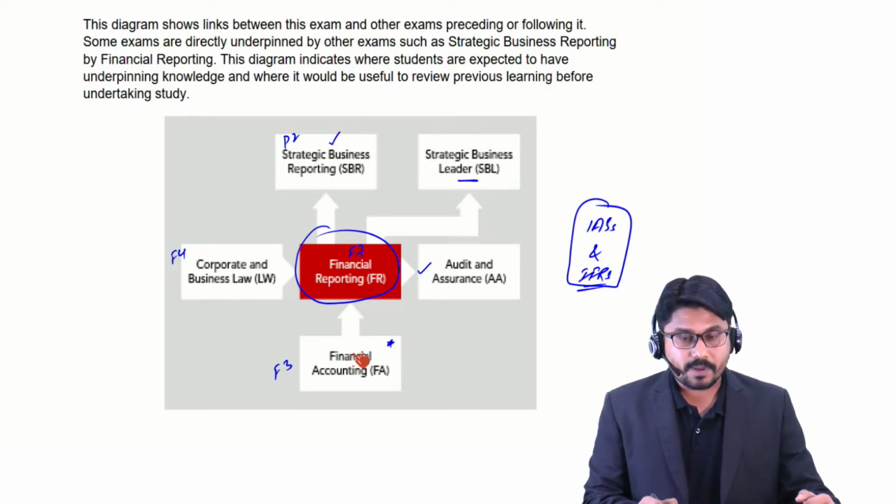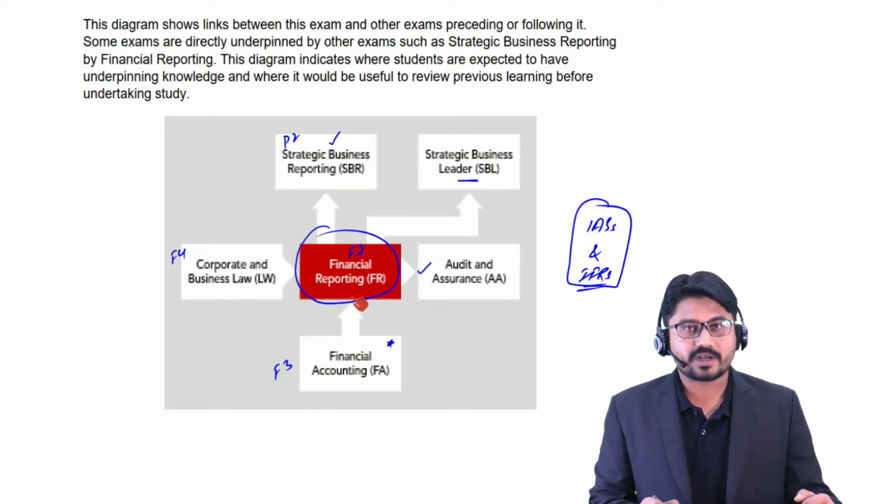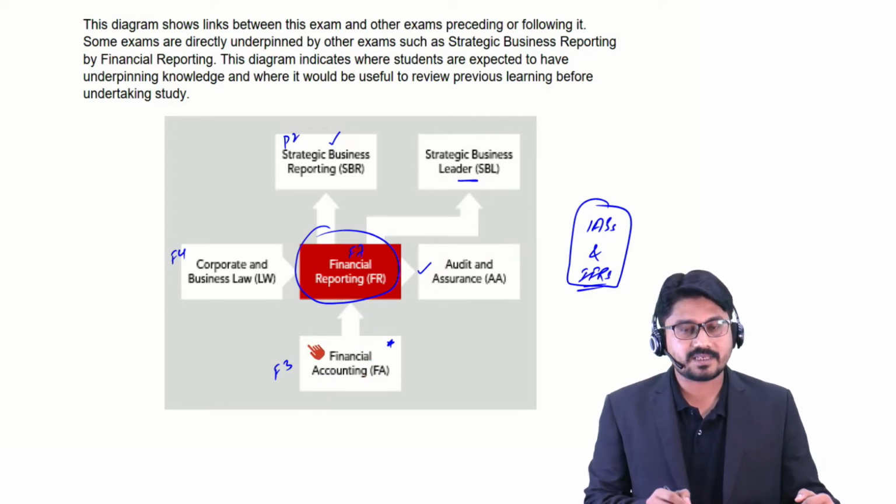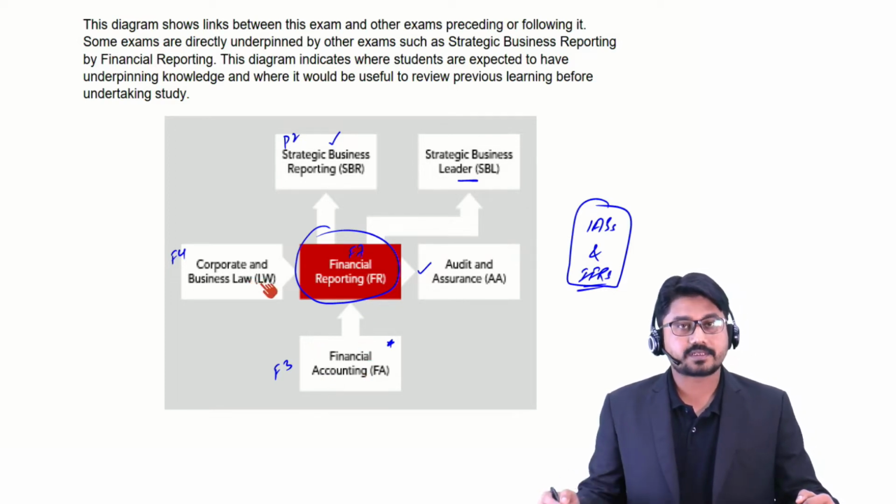And the previous two papers which help us in studying F7 are Financial Accounting and Corporate and Business Law.